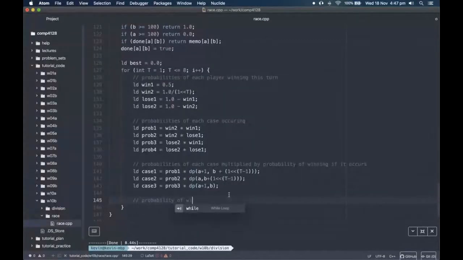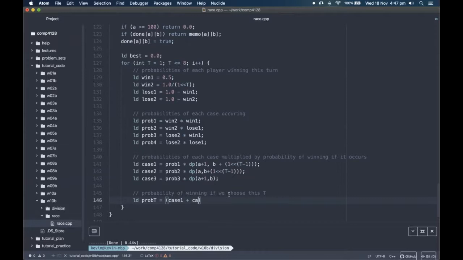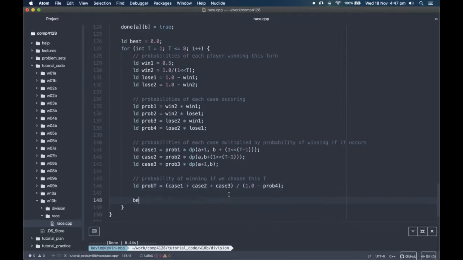Finally, we calculate the probability of winning if we choose this T. prob T is equal to case 1 plus case 2 plus case 3 on 1 on prob 4. This is the formula that we decided on earlier. And finally, best equals the max of best and prob T.